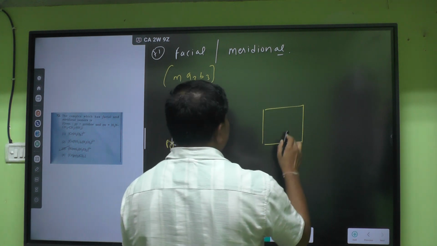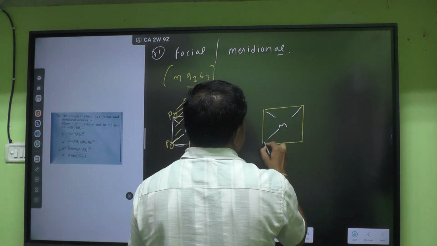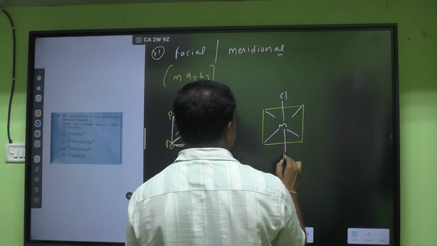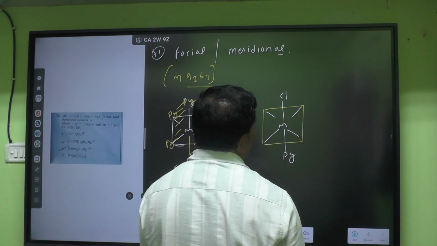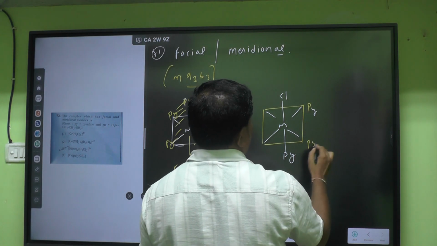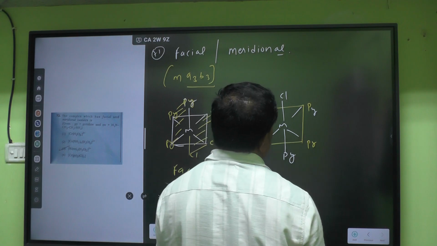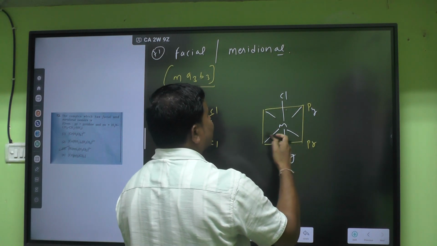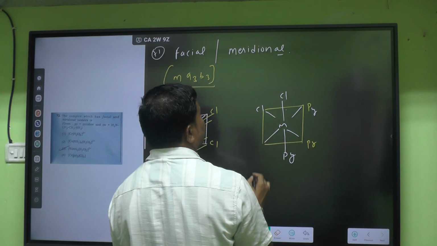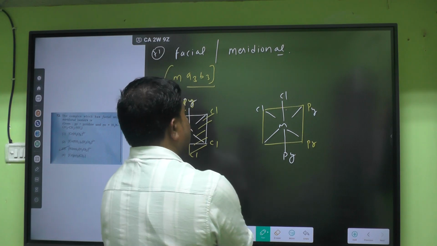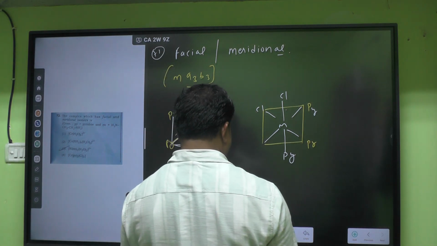Now meridional means not the same here. Suppose chlorine is given. How many chlorine here? 3 chlorine. Py is given, so 1 chlorine and Py. Here is Py, here is Py, so not the same. Understood? Because along this plane it is chlorine, not the same. Here is Cl.